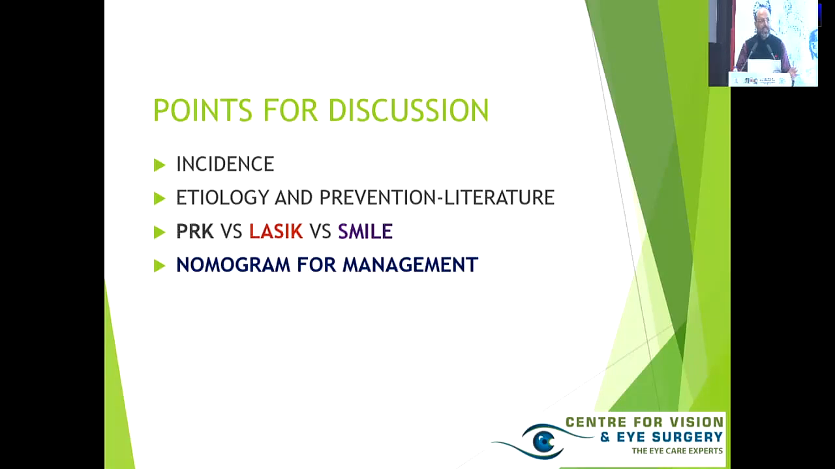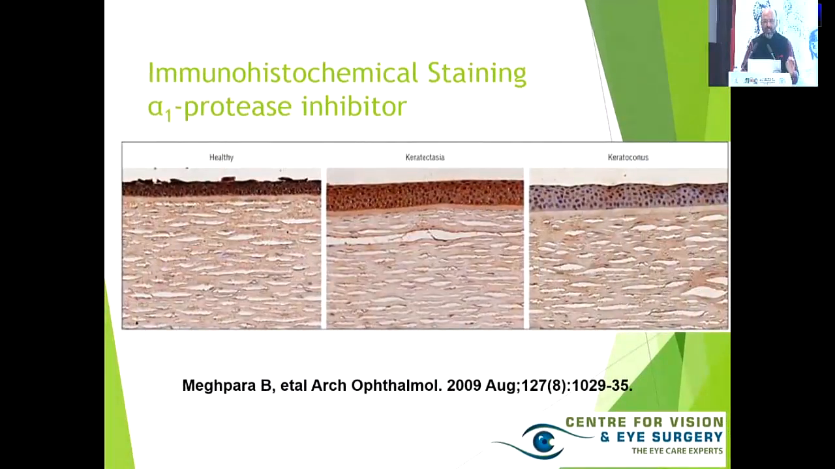And is there a nomogram for the management? I did check the basic sciences because I have an interest. There is a difference in the enzymes in the tear film. So in alpha, especially at the level of the epithelium, the alpha protease inhibitors are almost normal in keratoconus, while the others tend to have lower levels.